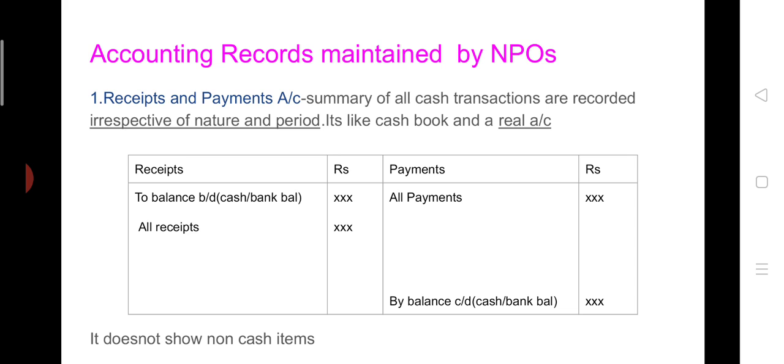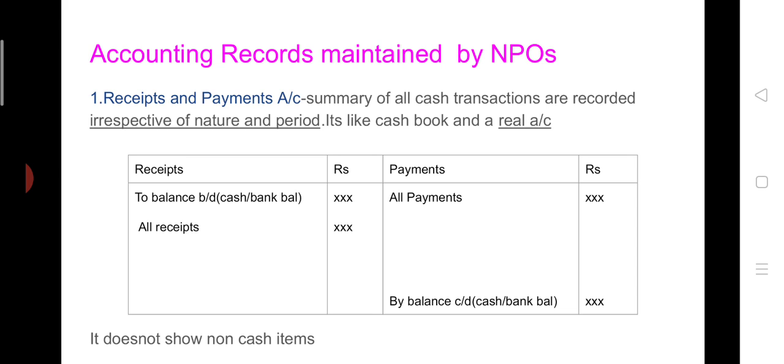Now dear students, let us see what are the important accounts maintained by the NPO. The first important account made by an NPO is the receipts and payments account. This receipts and payments account is nothing but the summary of all cash transactions. It is just like a cash book which you studied last year. You remember the cash book, the cash transactions where they enter the sides, debit, credit. Debit side is meant for receipts, credit side is meant for payments. Okay, you can see the format or specimen given there.